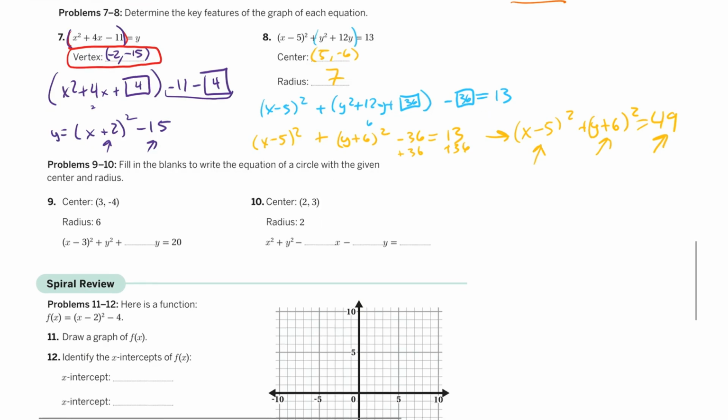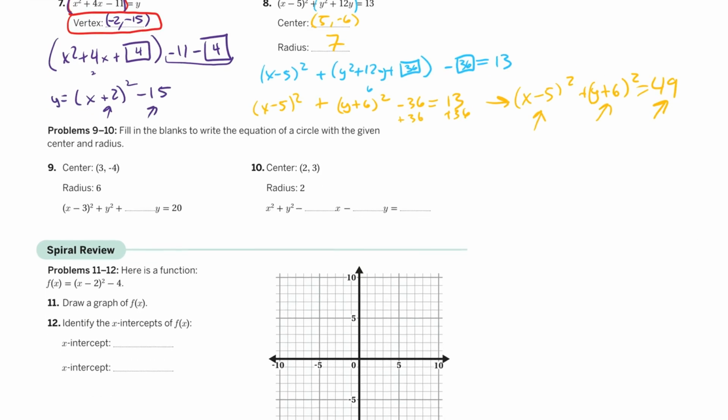Problems 9 and 10. Fill in the blanks to write the equation of a circle with the given center and radius. So for number 9, we know that we want the center to be 3, -4. The 3 part is already done. The next part that we need to do is find something that gives us y plus 4 squared. So what are we going to add into this part here that would be y plus 4 squared, which in this case would be, what is that going to be, 16?